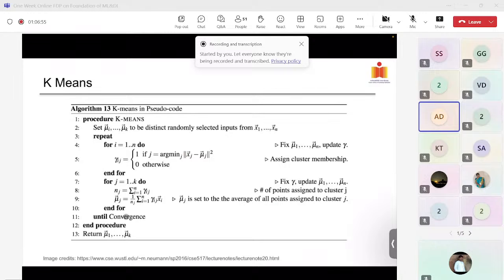So a question: what do I mean by convergence? What is convergence? When does it happen? Based on this algorithm which you see, what do you think convergence means here? Any guesses?